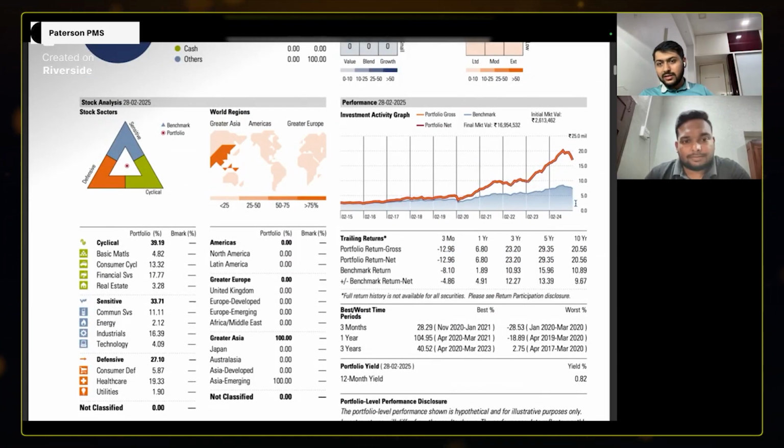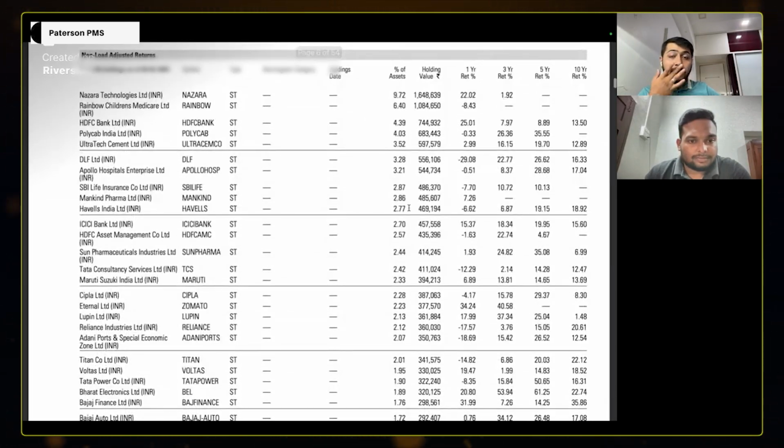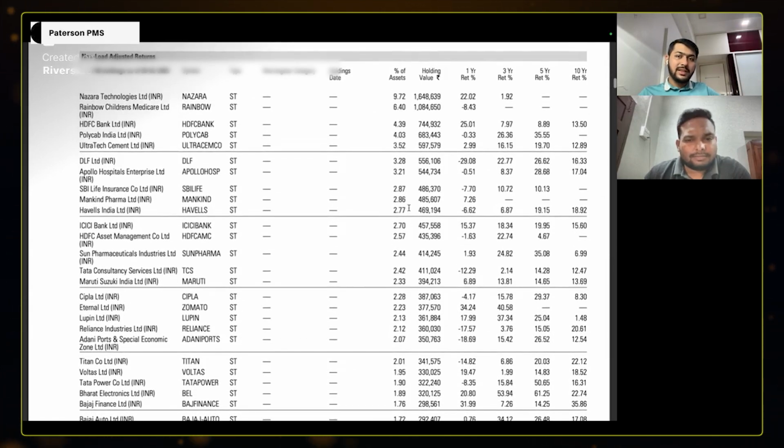Then apart from that, if you want to see whether his portfolio has outperformed the benchmark or not, here we can see that this is his portfolio value which has risen, and the blue line is the benchmark value. So he has fairly beaten the benchmark. And the point that we can look at here is how many underperformers he is holding. So Aditya, would you like to inform people on how we identify underperformers?